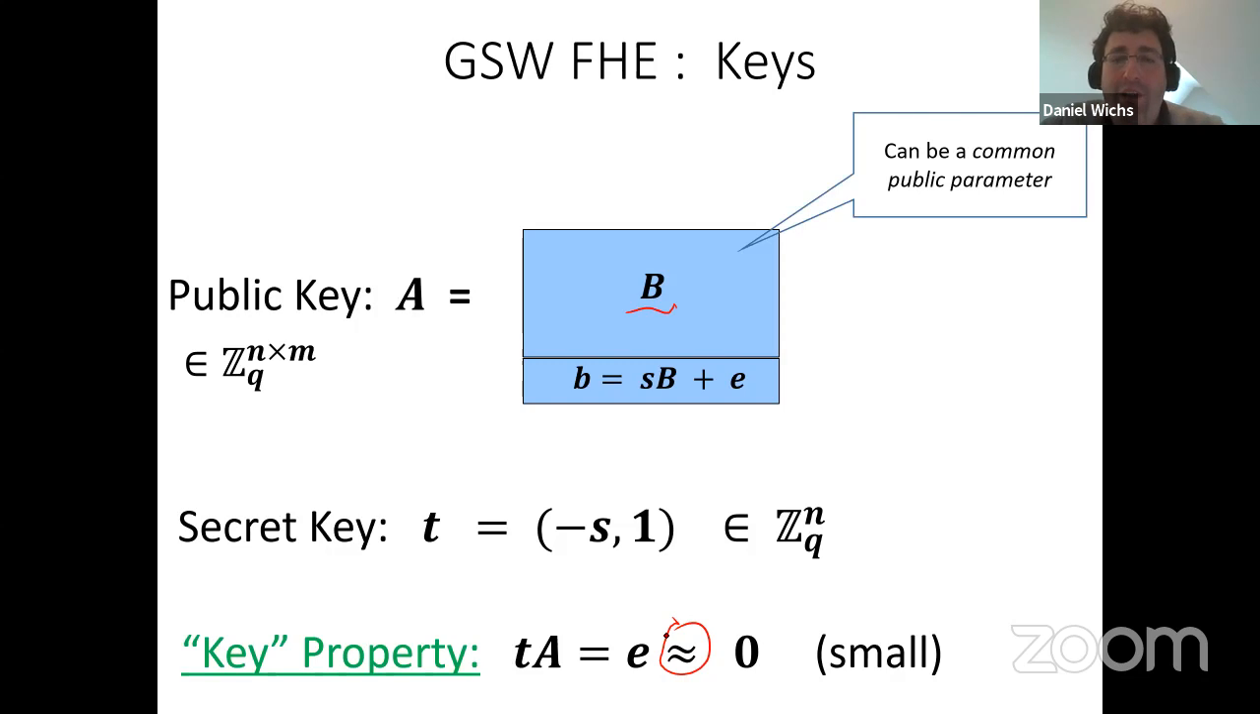And I want to mention that the top part of this matrix B, you can think of that as a common public parameter. People don't need to have any trapdoors for that. So we can just generate that once and for all, and all parties can use the same. We can always use the same B when we generate fresh public keys and secret keys.